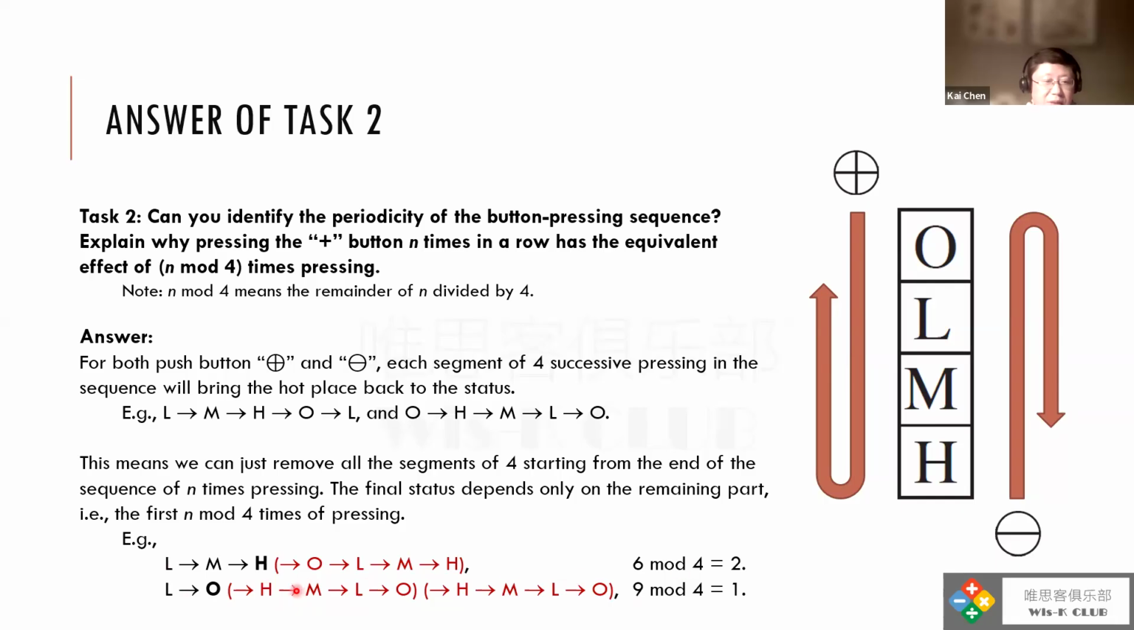So that's very, very easy to understand. We have 4 status, and of course the periodicity is 4. So meaning that when you press 4 times, it will always go back, no matter if it's a plus or minus. You can press plus 4 times, or you can press minus 4 times. It always goes back to the original place, right?